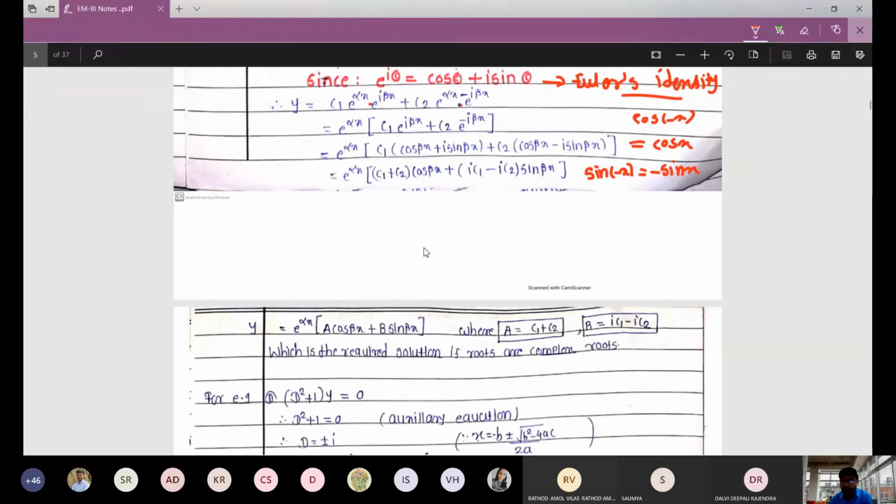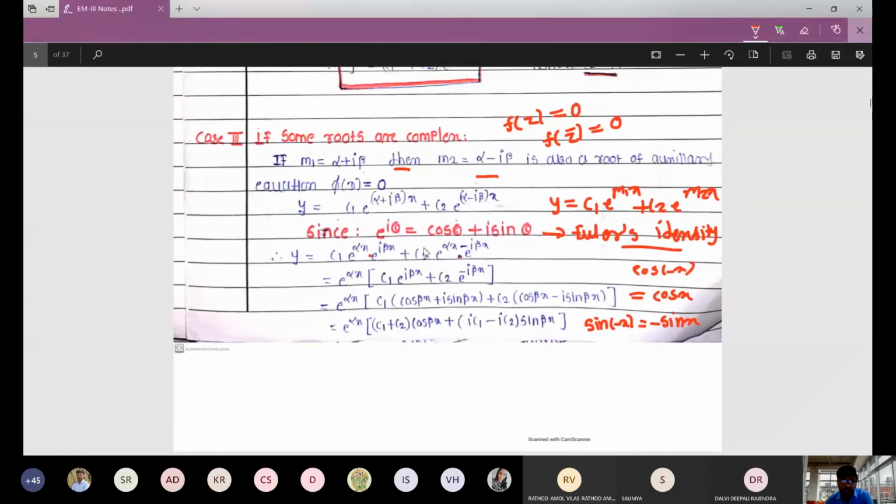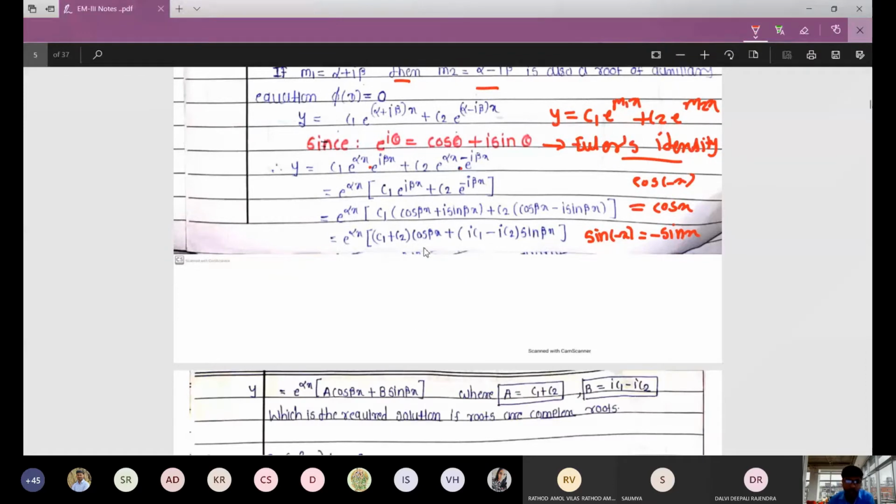So after putting A equal to C1 plus C2 and B equal to i times C1 minus i times C2, we get the simplified form of the solution: y is equal to e to the power alpha x in bracket, instead of C1 plus C2 we have A times cos beta x, and instead of i C1 minus i C2 we have B sin beta x. So let me brief the case number 3. If you have m1 equal to alpha plus i beta as one root, then by default you will get m2 equal to alpha minus i beta... minus alpha minus i beta.